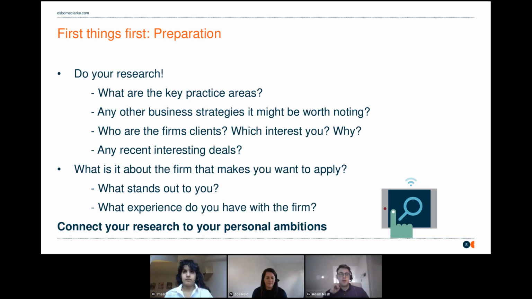And I also think it's helpful, when choosing what law firm you want to apply to, to understand the types of work that Osborne Clarke do. So absolutely look at recent press pieces, and see if you're interested in the type of work that Osborne Clarke do. And then connect that to your personal ambitions. Why does that piece of work interest you, and why does the work that Osborne Clarke do interest you? That's definitely how I approached it. I don't know, Iman, if you approached it differently.